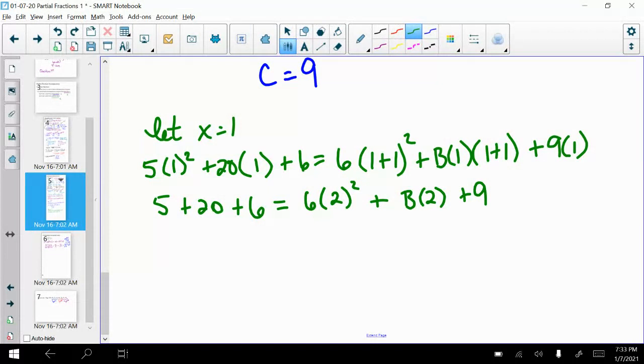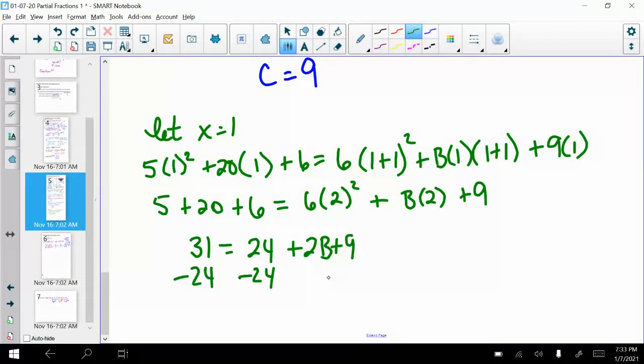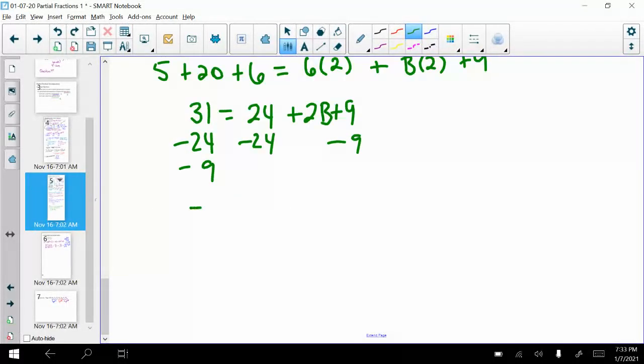Okay, so over here, that's 31 equals 24 plus 2b plus 9. If I subtract 24, that's going to be 7. And if I subtract another 9, that's going to be negative 2. Negative 2 equals 2b. Solve for b, and we get b equals negative 1.